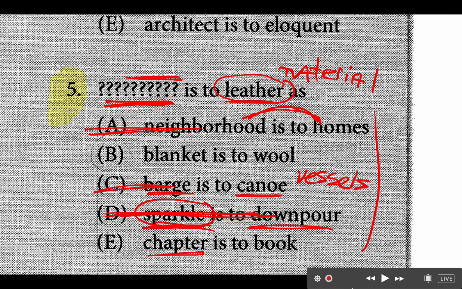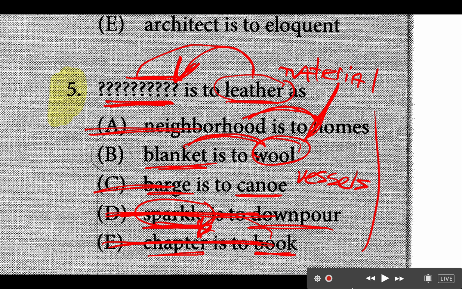Chapter is one section of a book. A book may be divided into chapters. Leather can't be divided into sections, so that one's out. And then we have blanket is to wool. Well, wool is also a material, and blanket is something that can be made out of wool. Well, can I think of things that can be made out of leather? Yeah, a leather jacket, a leather belt, something like that.